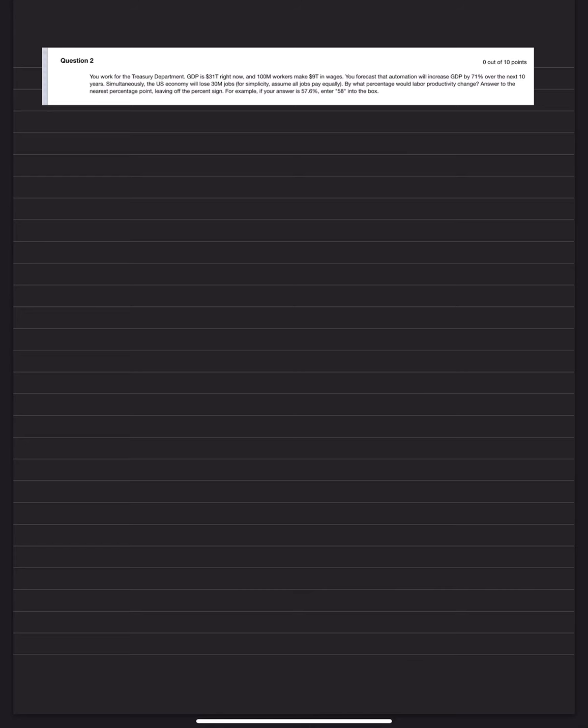For simplicity, assume all jobs pay equally. By what percentage would labor productivity change? Answer to the nearest percentage point. So in order to do this problem, there are 2 things that you need to know. The first is the percent change equation. Percent change is going to be the new value minus the old value divided by the old value. The second is going to be labor productivity. Labor productivity is going to be output divided by labor.